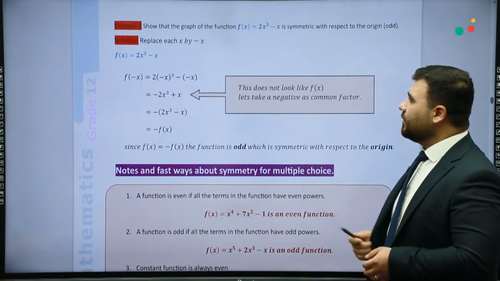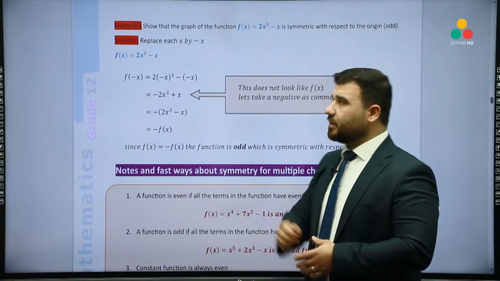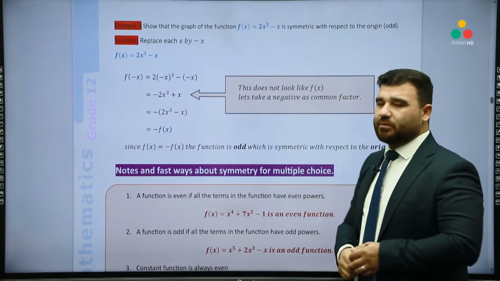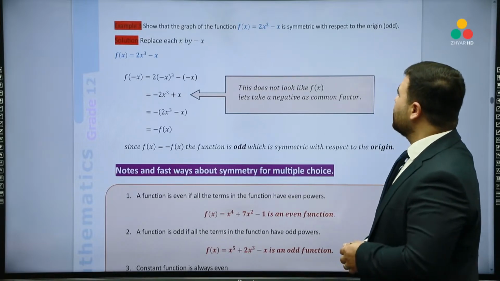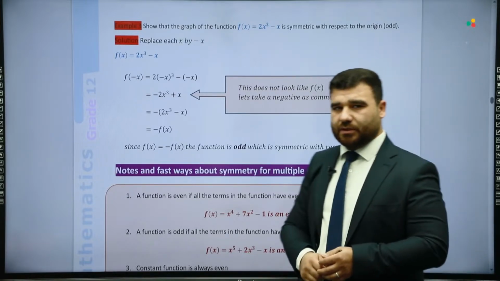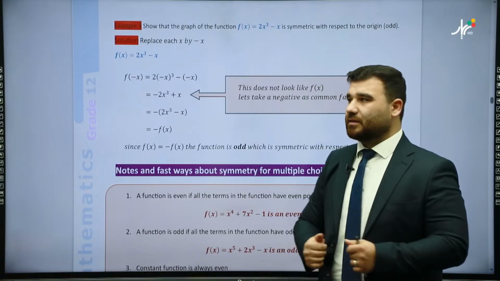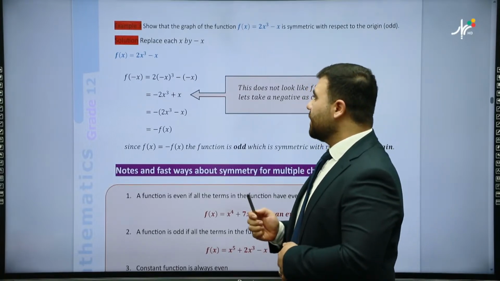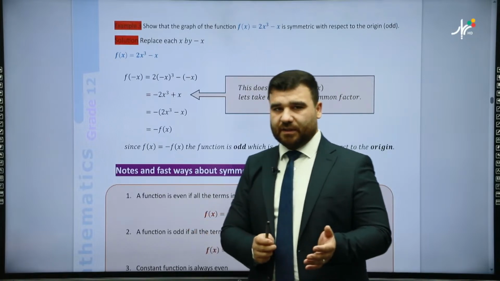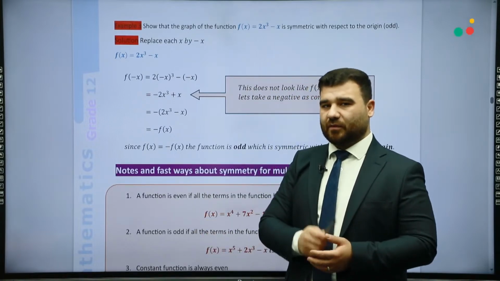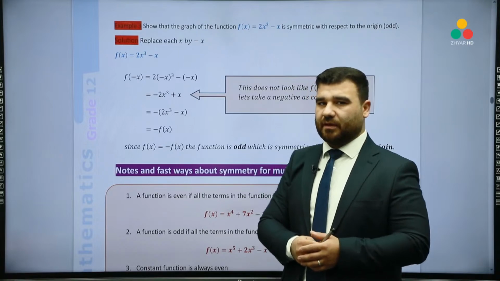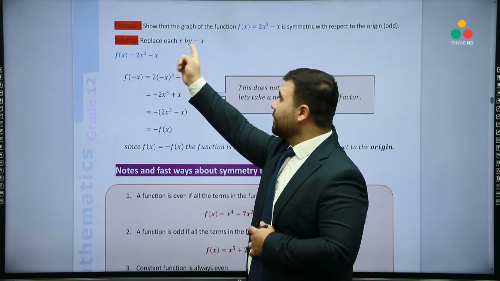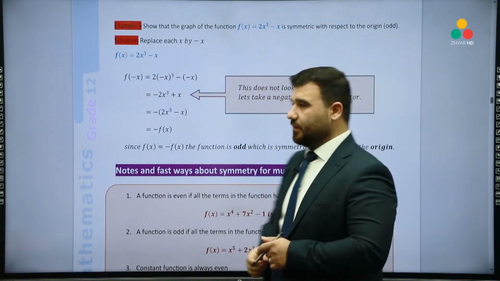There is an example. Show that the graph of f(x) = 2x cubed minus x is symmetric with respect to the origin. The same question can say, show that this graph is odd. It's the same thing. In order to check for symmetry, we have one replacement. For even and odd, we do the same thing. The replacement is: replace every x in the function by negative x.